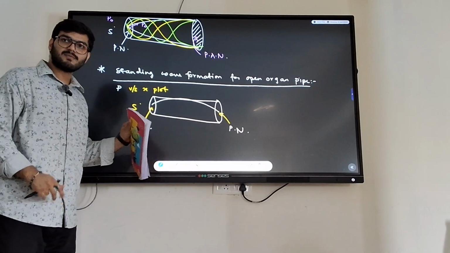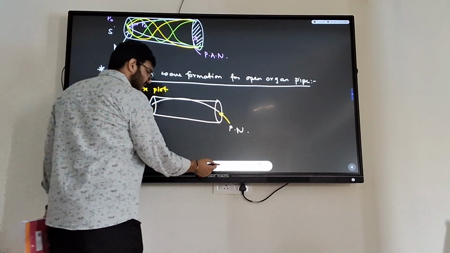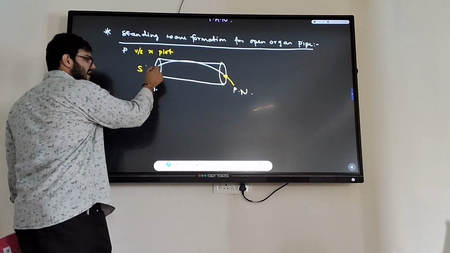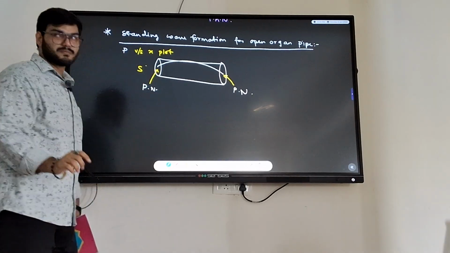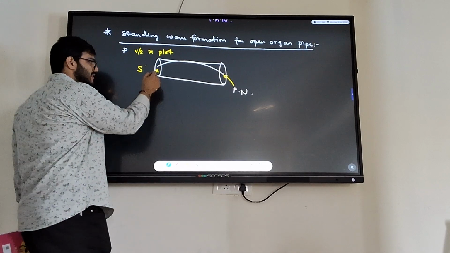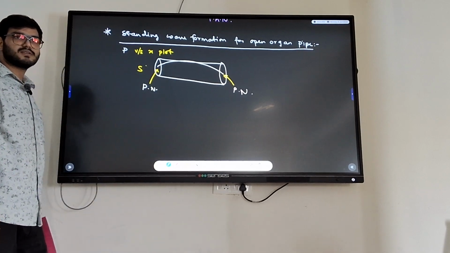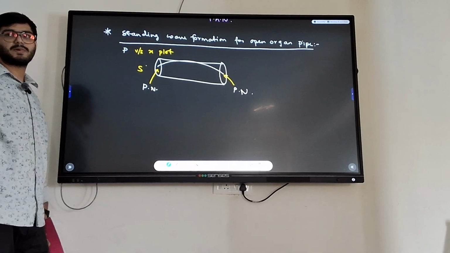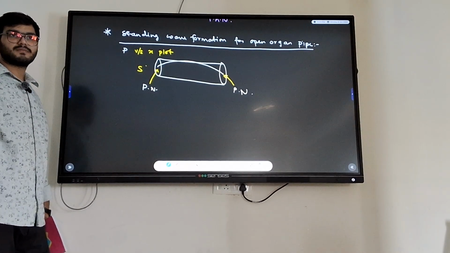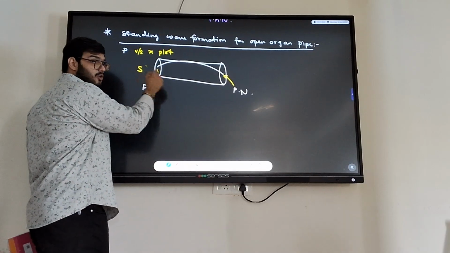Let's think in terms of actual sound waves. What will happen? In terms of actual sound waves, when I have a pressure node, that means the pressure variation there is zero. So I think pressure is least. Then in terms of sound waves, what can you say? What will form there? Rarefaction or compression? Rarefaction forms since the pressure is low.